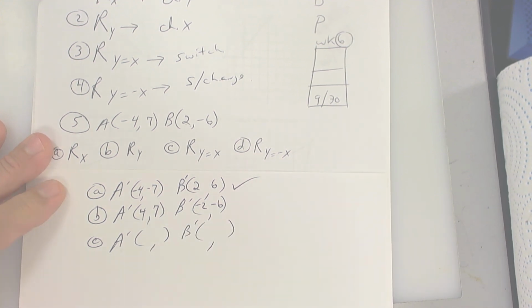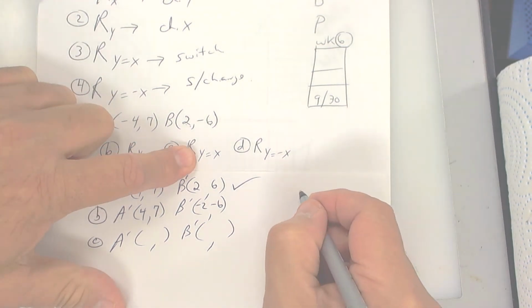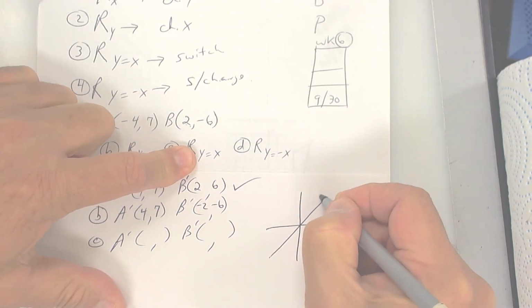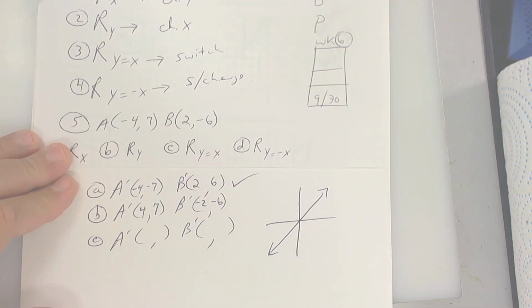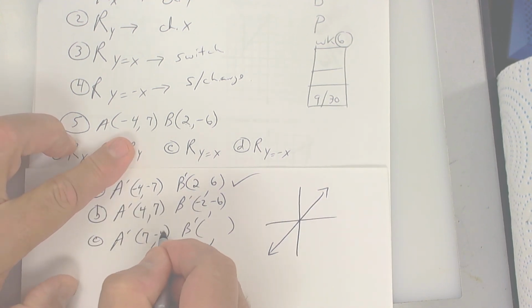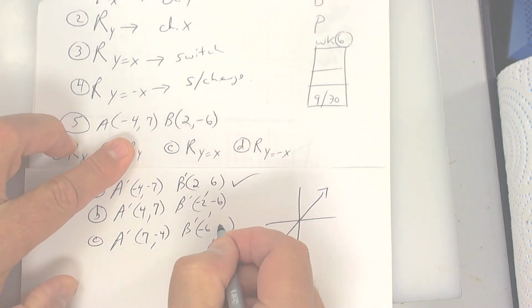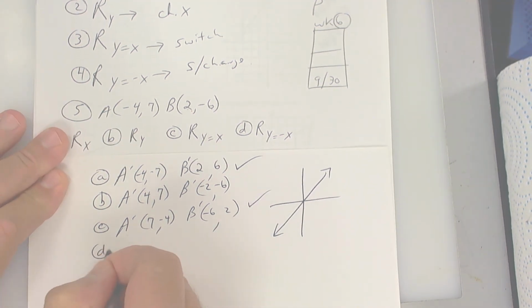All right, so B says reflect over the line y equals x. Now y equals x is this line right there, just so you know. If you do that, you switch these. So the 7 comes first and a -4. You switch these and you get -6 and 2 and you're done. Real simple. Watch the next one.